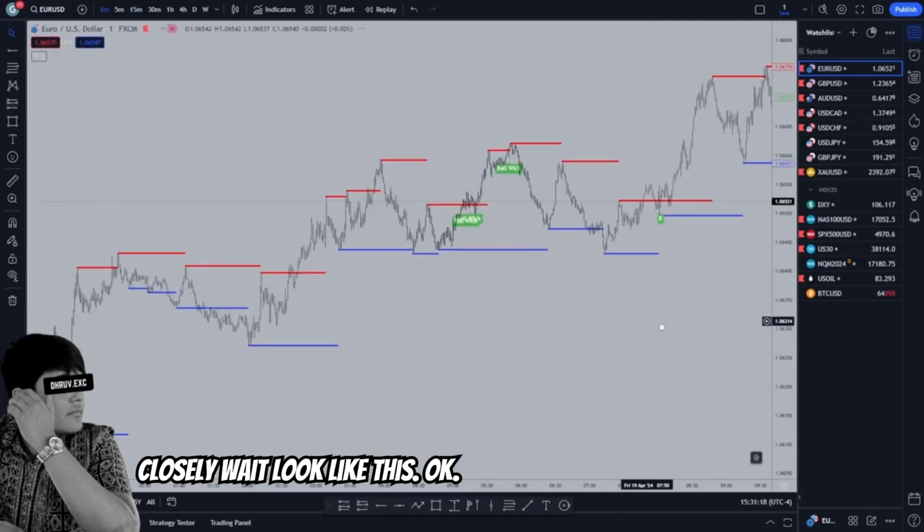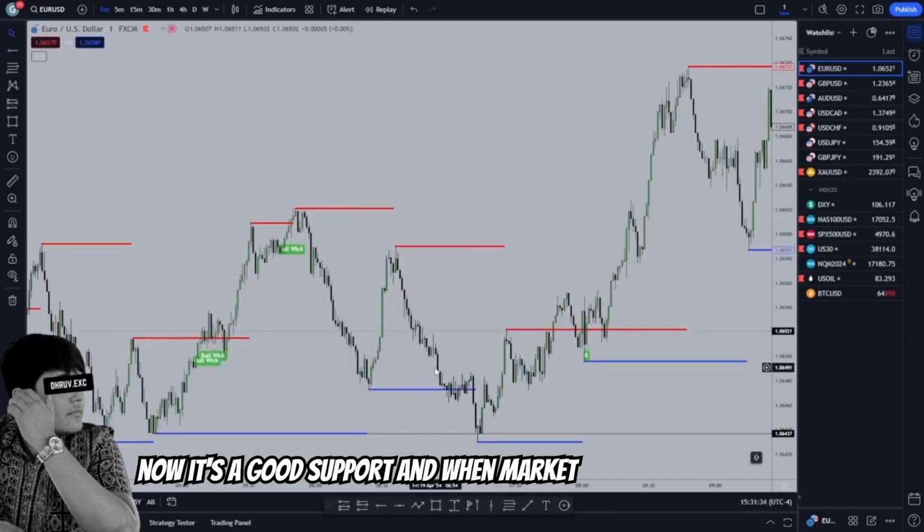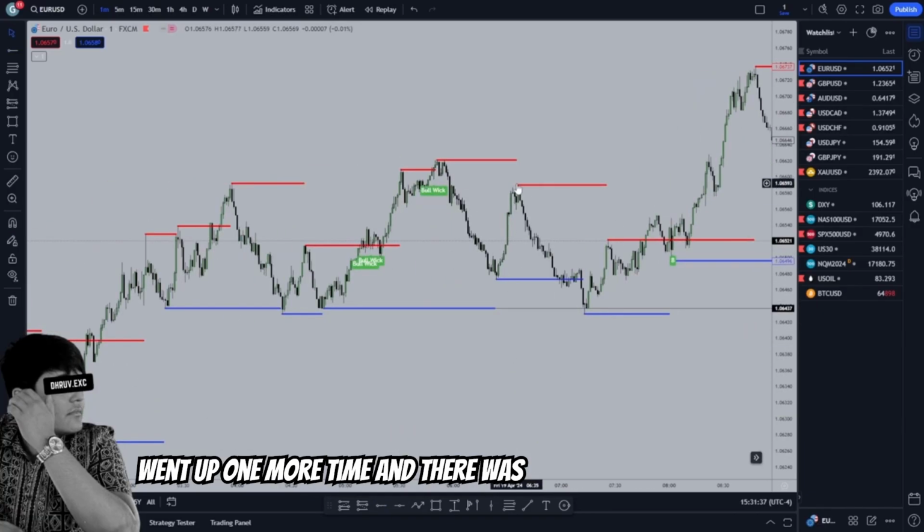We can see that there are lots of supports, right? There's this last support, the market went up, so this is really good support over here. Now it's a good support, and when the market went up one more time, there was another support over here. But what happens after that?